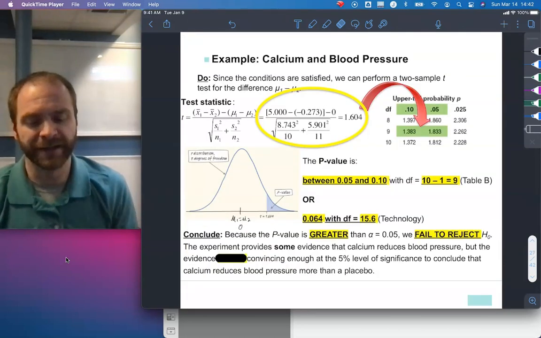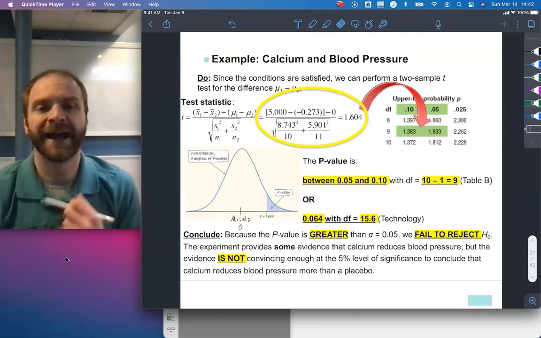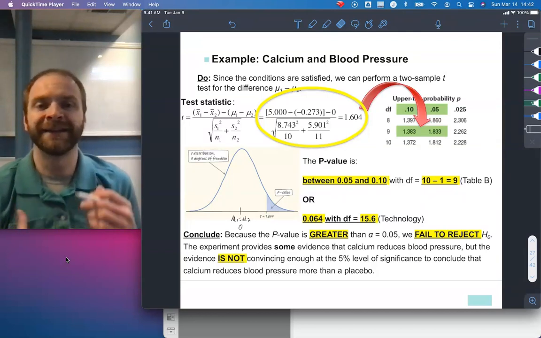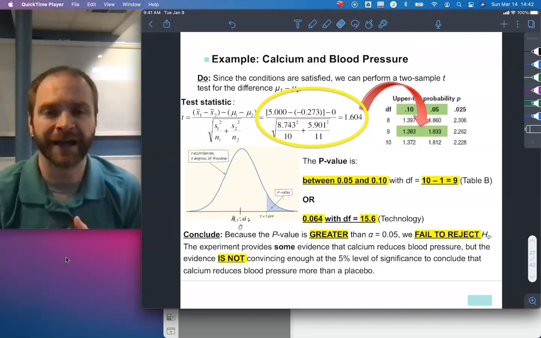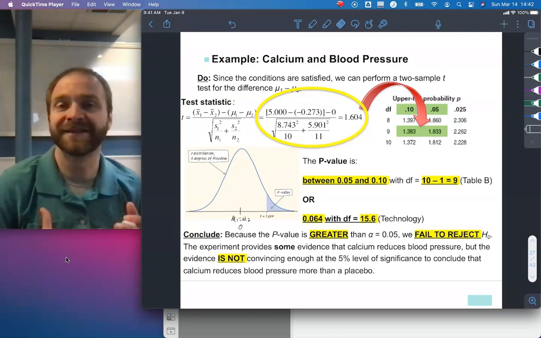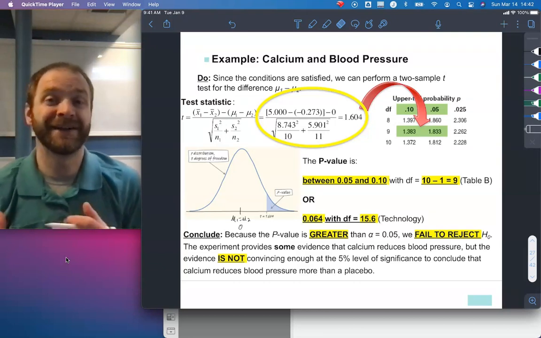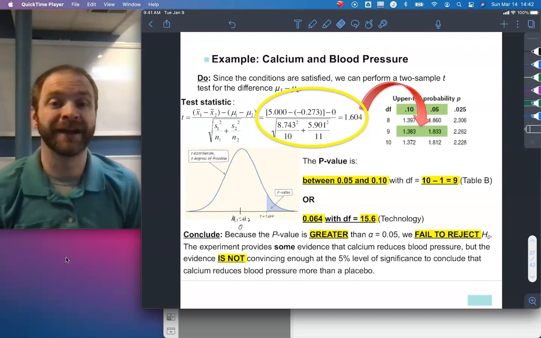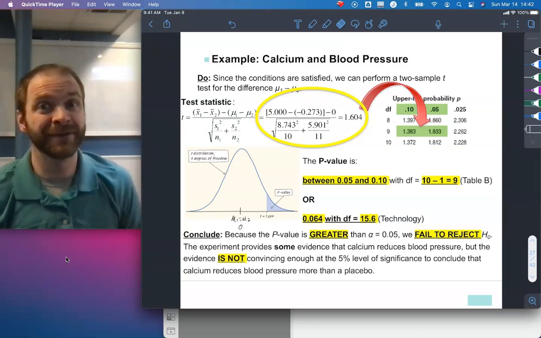So what does that mean? Well, if the difference is greater than, we can say there's not convincing evidence at the 5% level that the calcium reduces blood pressure. So we cannot conclude that. So the evidence is not convincing enough at the 5% level of significance to conclude that calcium reduces the blood pressure more than a placebo. So this is our state, plan, do, and conclude for an example that was an experiment.